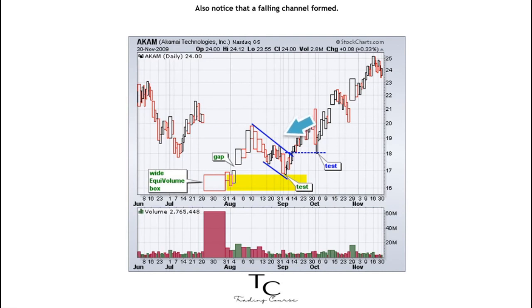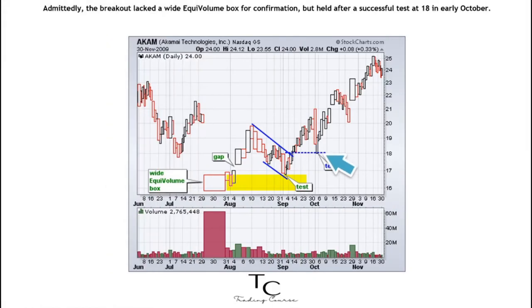Also notice that a falling channel formed. The stock successfully tested support and broke channel resistance with a breakout. Admittedly, the breakout lacked a wide EquiVolume box for confirmation, but held after a successful test at 18 in early October.